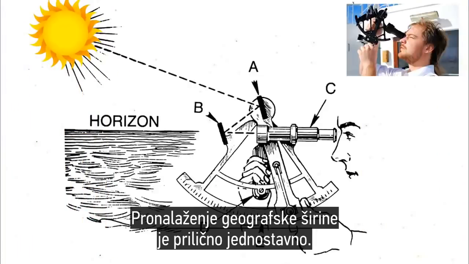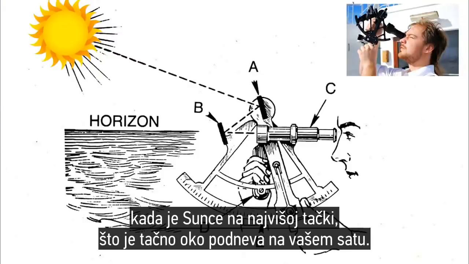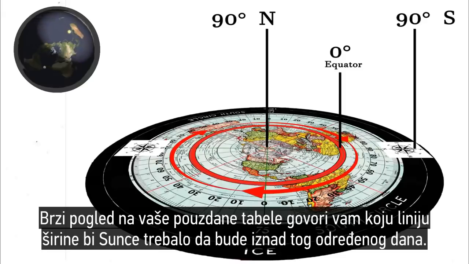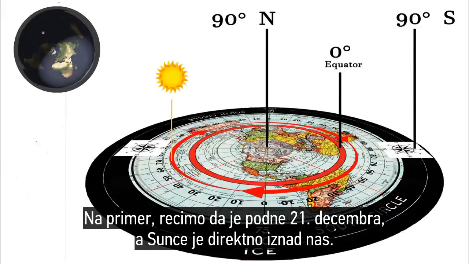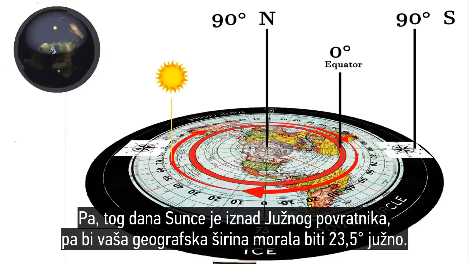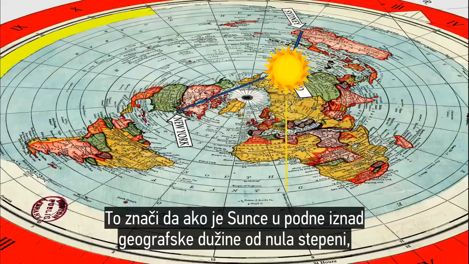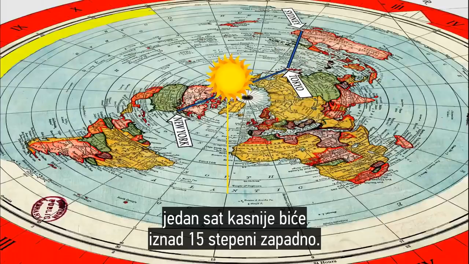Finding latitude is easy enough. The first thing you need to do is measure the angle between the horizon and the sun, when the sun is at its highest point, which is right around noontime on your watch. A quick look at your trusty tables tells you which line of latitude the sun should be above on that particular day. For example, let's say it's noon on December the 21st, and the sun is directly overhead. Well, on that day the sun is above the Tropic of Capricorn, so your latitude would have to be 23.5 degrees south. Every hour the sun moves 15 degrees. This means that if the sun is above the longitude of 0 degrees at noon, 1 hour later it will be above 15 degrees west.